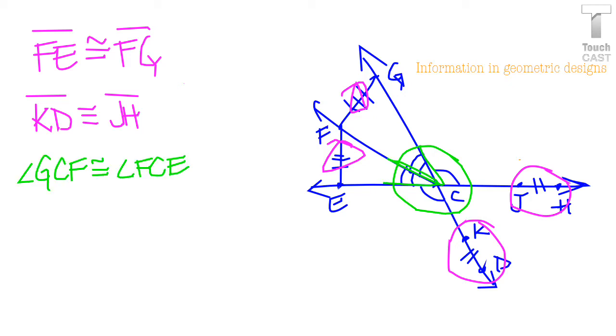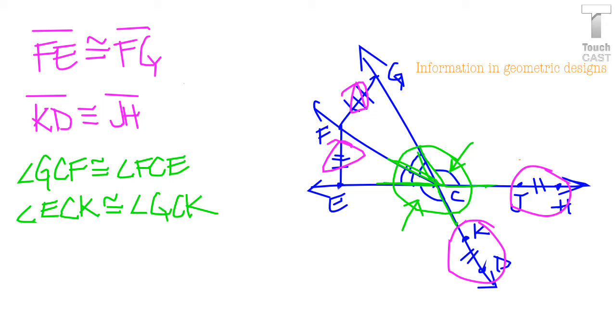We also know that these two markings are the same, the arcs representing the angles. So we know that ECK is congruent to GCJ.